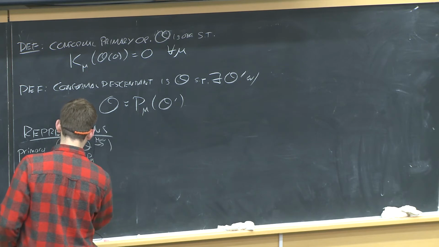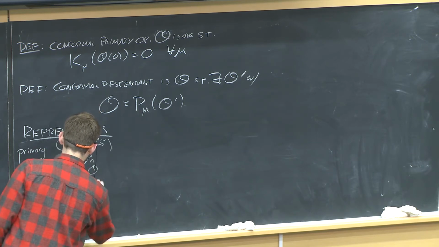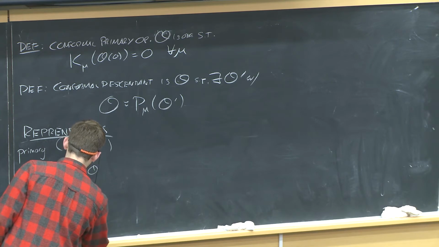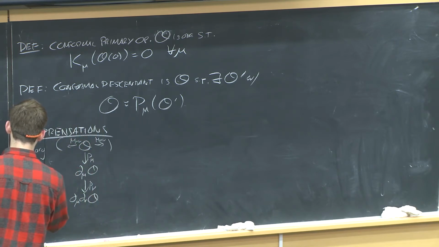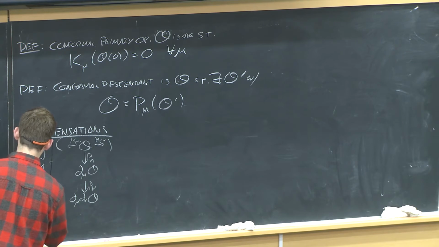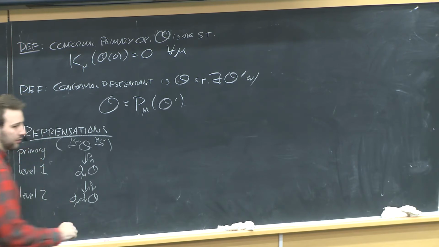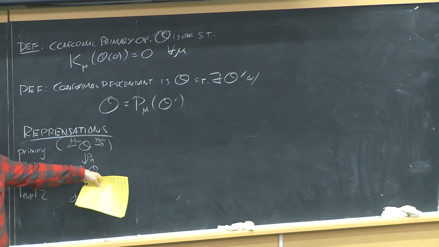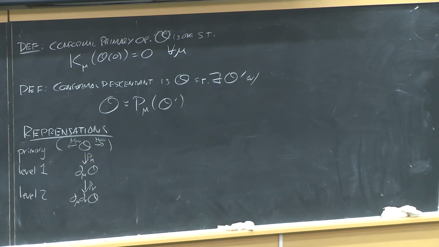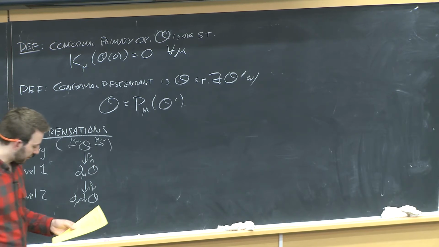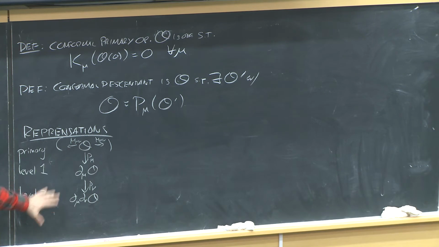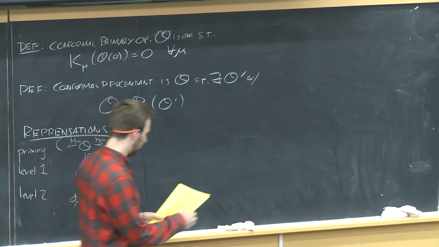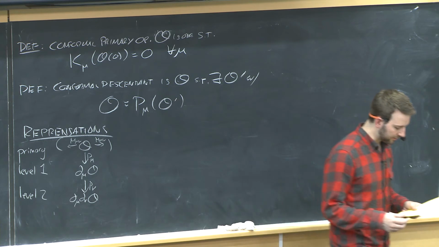And then I act with derivatives, and people refer to how many derivatives I have had to act on the primary with to get to the operator I care about as the level of the operator. So one derivative on a primary, I get level 1 descendants. 2, I get level 2 descendants, et cetera. And if you're a representation theory person, you might notice that this is a kind of a Verma module for the conformal algebra, and if you don't notice that, then it doesn't matter.